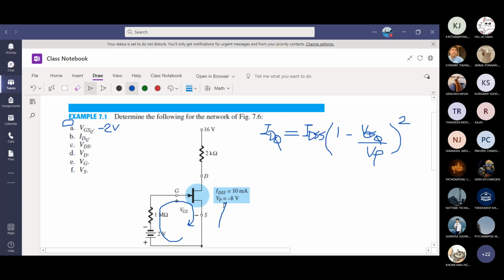VP, the pinch-off voltage, is given. So if you take -2 divided by -8, minus and minus cancels out. It is 1 minus 1/4. IDSS is given. Also notice the unit, 10 milliamp. Do not forget that there is a milli. What should be the value of IDQ? 1 minus 0.25, 0.75 squared times 10 milliamp.